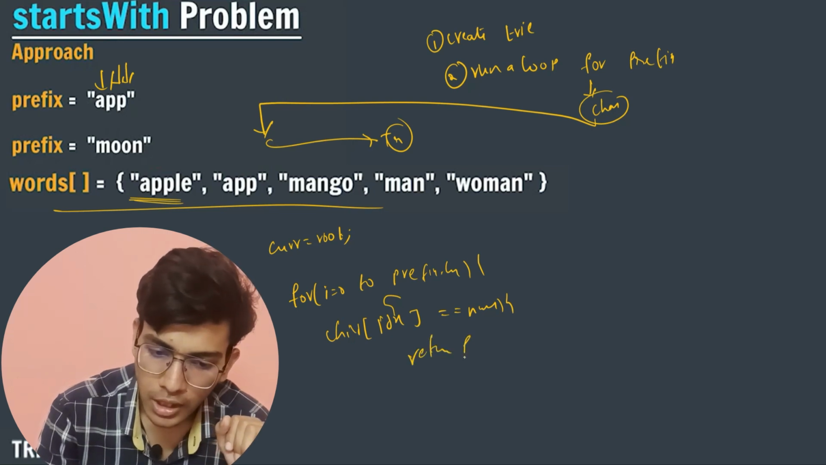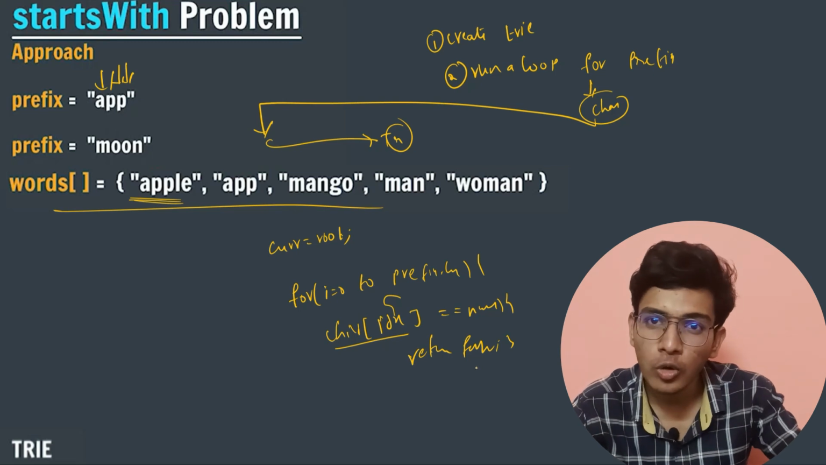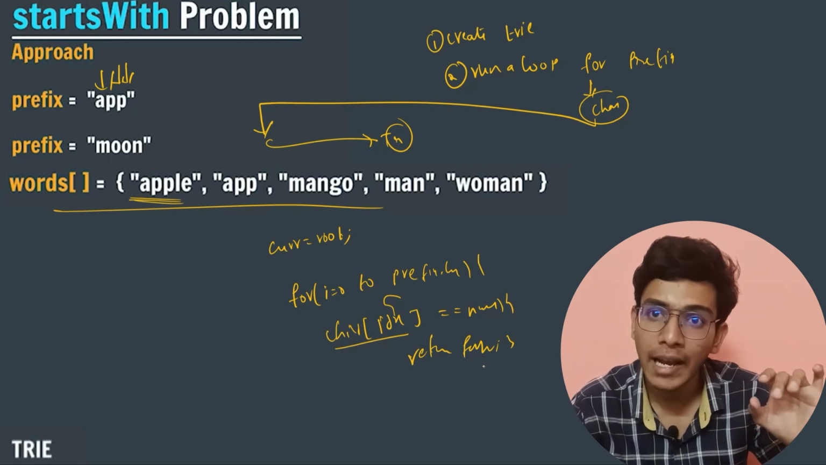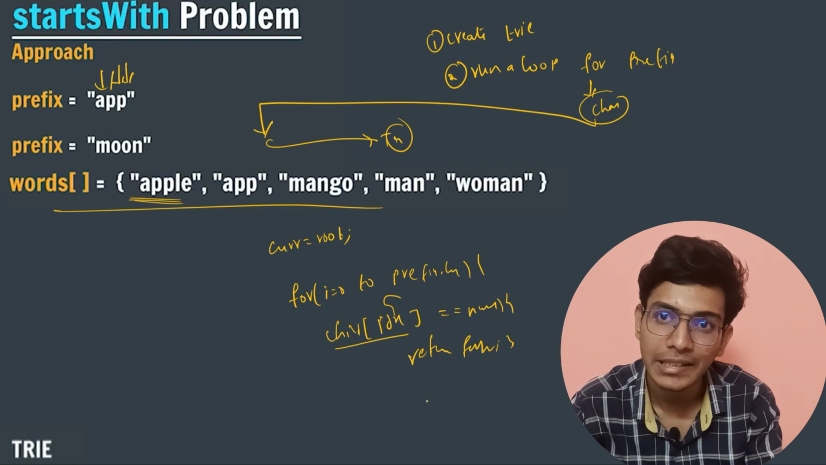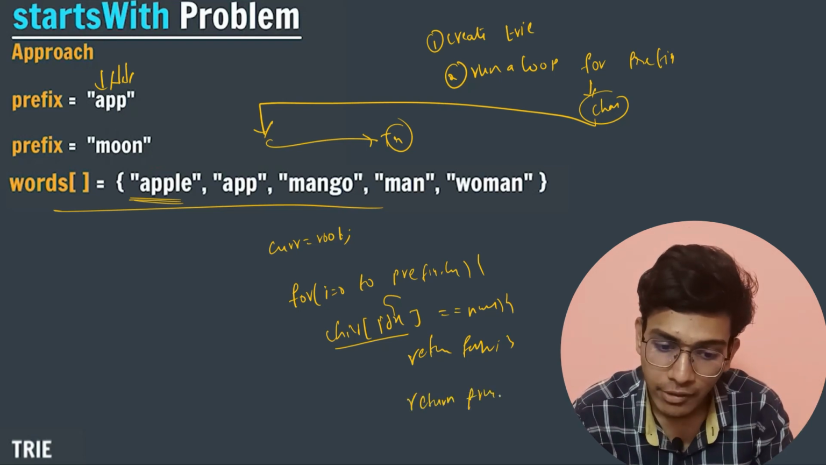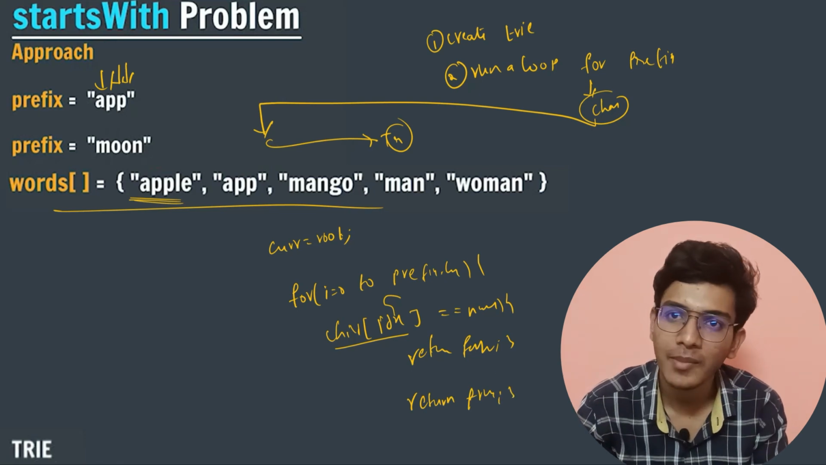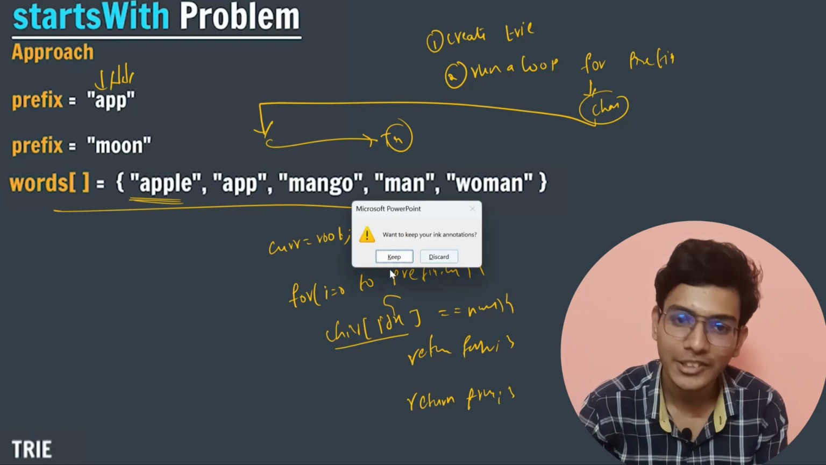So I will return false. After running the whole loop, I have got into the end of the function and I didn't find anything. It means that the whole word is existing. If this is the case, then I will return true. Like this I will search. Basically I am performing a searching operation here. Now let us code this thing.